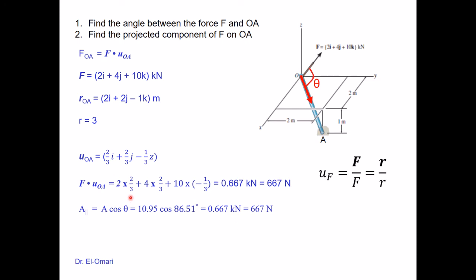In examples, if the angle is given, or it asks to find it first, then you can use it afterward. If the angle is not given, then you have to go with that form, by getting the dot product of the force with the unit vector of that line.